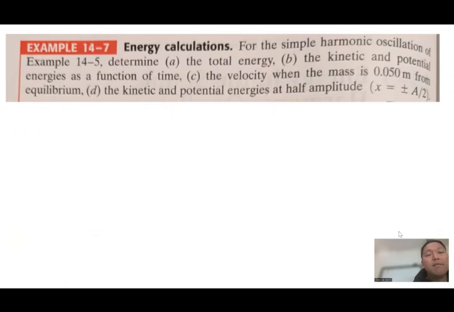Example 14-7, energy calculations. For the simple harmonic oscillation of example 14-5, determine A, the total energy, B, the kinetic and potential energies as a function of time, C, the velocity when the mass is 0.05 meter from equilibrium, and D, the kinetic and the potential energies at half amplitude, x is plus minus A over 2.